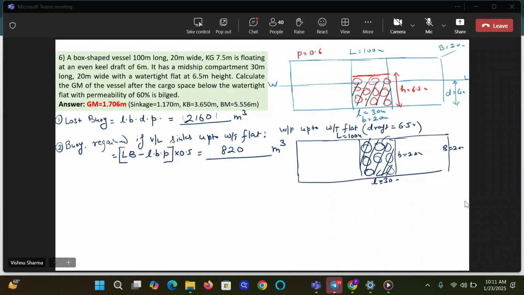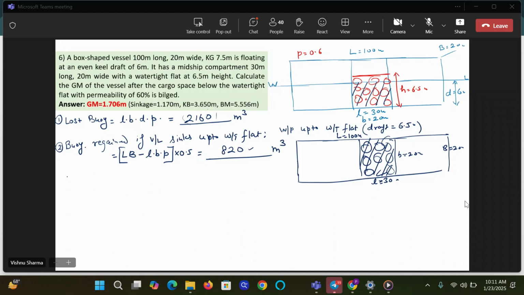So this value will tell you whether W1L1 is below the flat, in line with the flat, or above the flat. In this case, what is it telling you? Is it above the flat or below the flat? Above the flat. So 820 cubic meters is regained up to H.